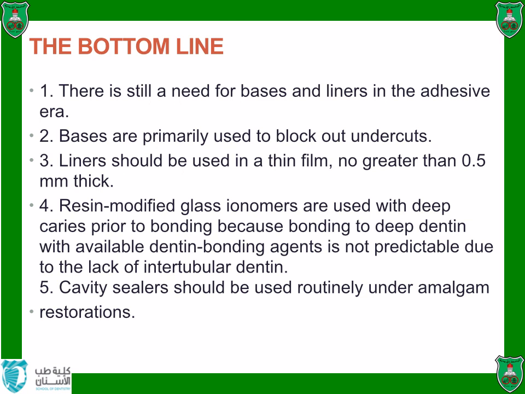Resin modified glass ionomer is used with deep caries prior to bonding because it bonds to deep dentine, because bonding to deep dentine with available dentin bonding agents is not predictable, and we will speak about that next time, inshallah. Cavity sealers like Gluma and G5 should always be used under amalgam to decrease the sensitivity.